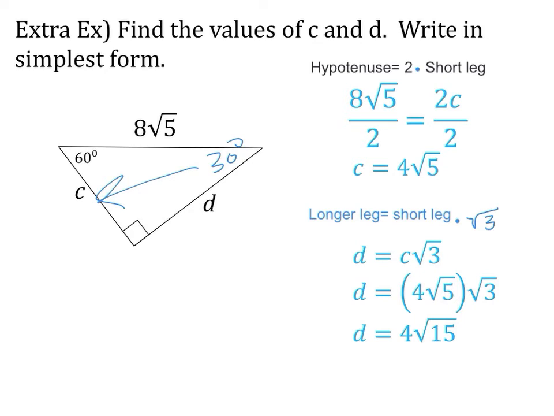On the second setup for finding the longer leg, you've got longer leg equals the short leg times square root of 3. So we already know the shortest leg is 4 square root of 5. Then multiply it by square root of 3. We have 2 different radicals, which can be multiplied under the same radical to become 15. So we have 4 square root of 15 for the length of the longer leg.